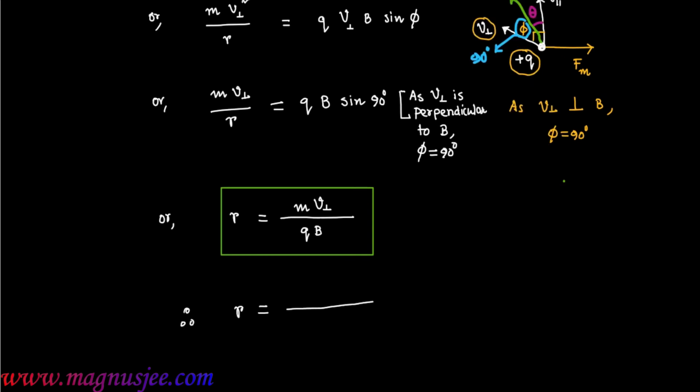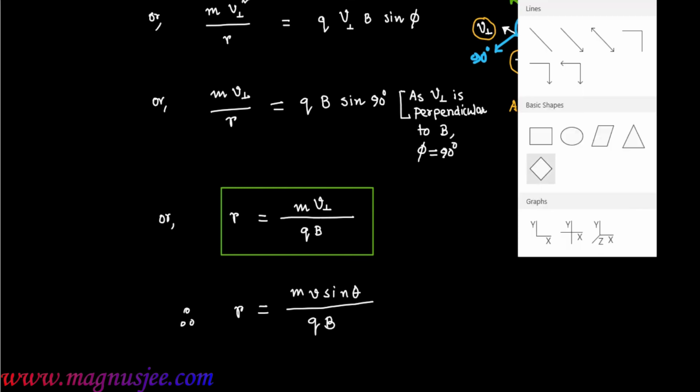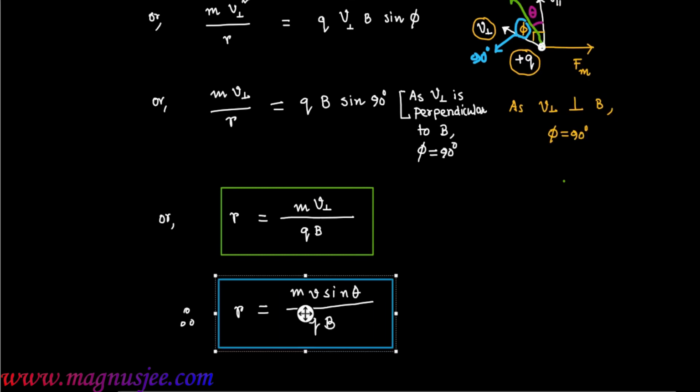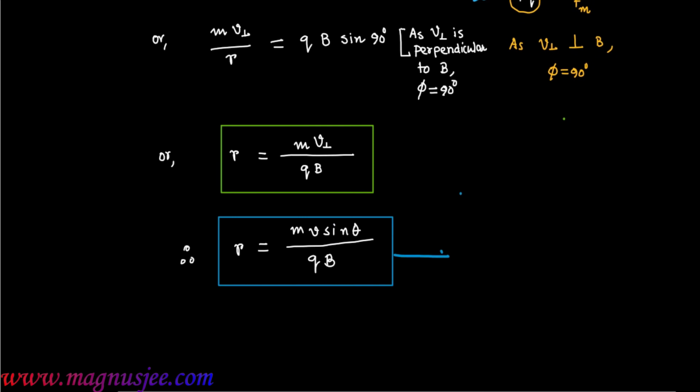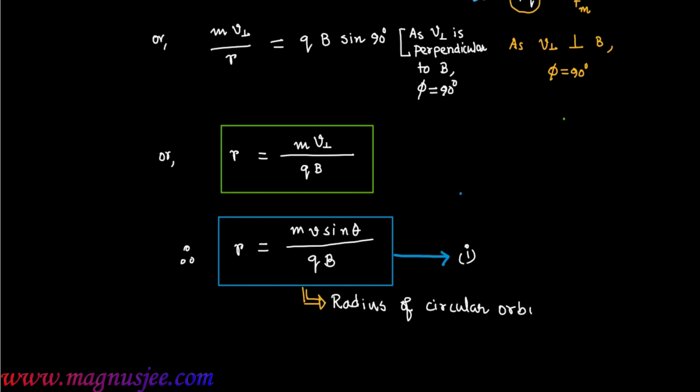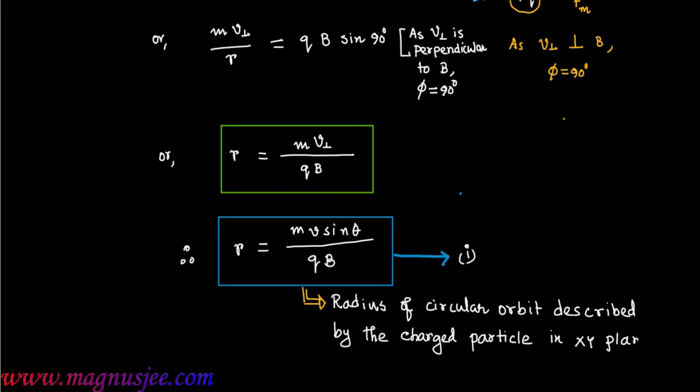Therefore, R equals MV sin theta divided by QB. That is the radius of the circular orbit described by the charged particle in the xy plane. This is equation 1. And this is the radius of the circular orbit described by the charged particle in the xy plane.